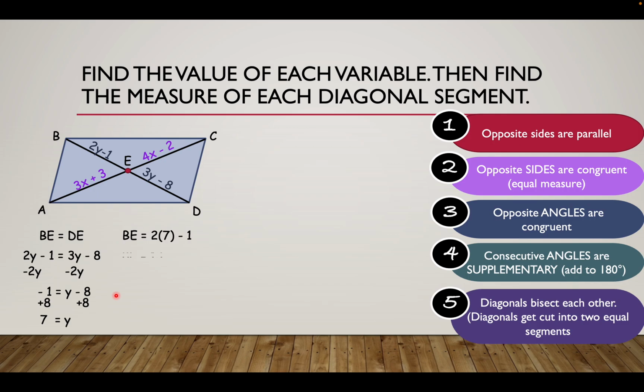Plug it back in to find BE. BE equals 13. Plug it back into DE. We can confirm that DE also equals 13. So the whole thing equals 26.